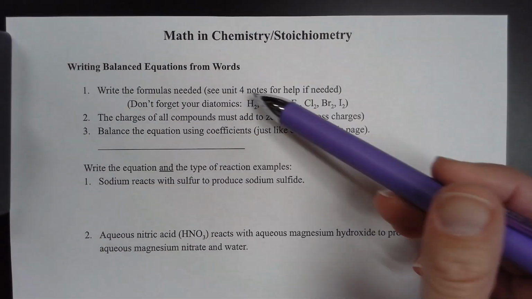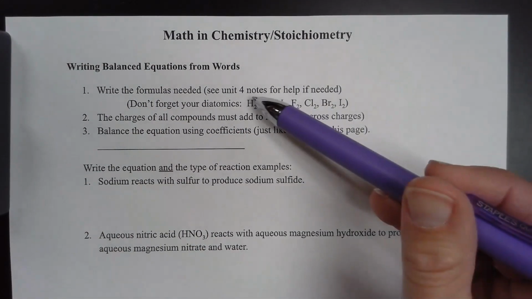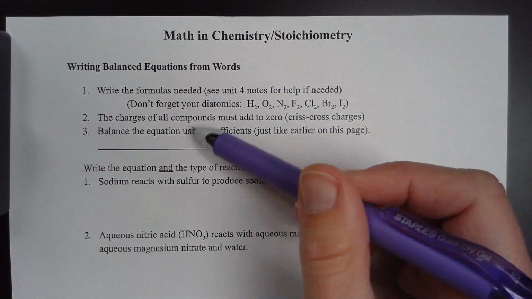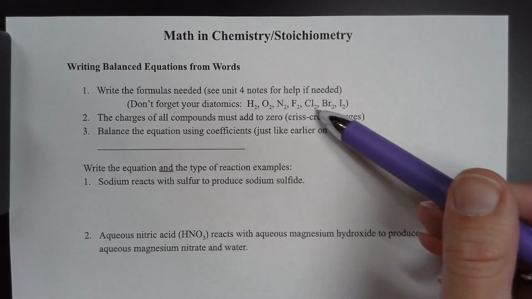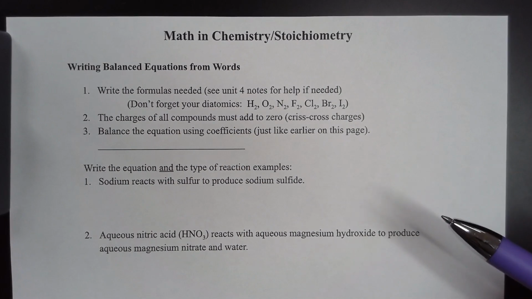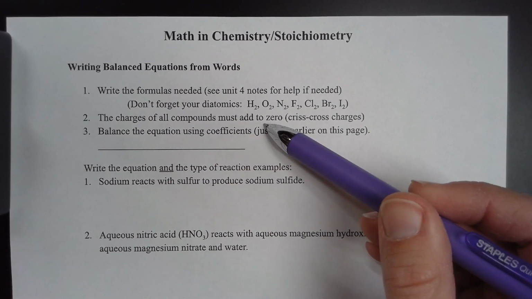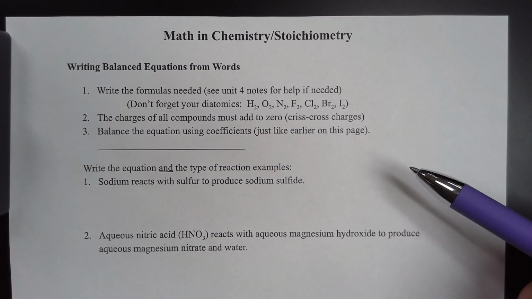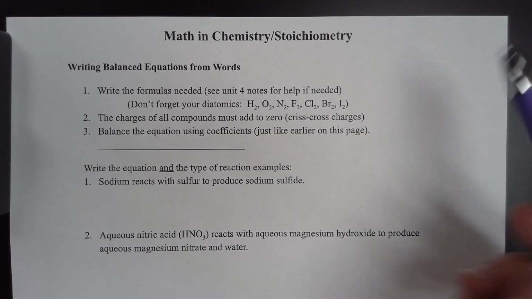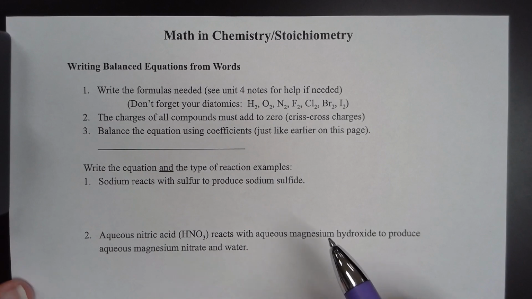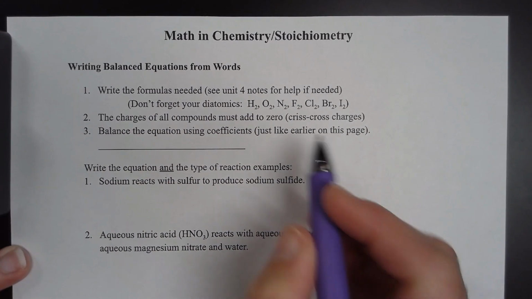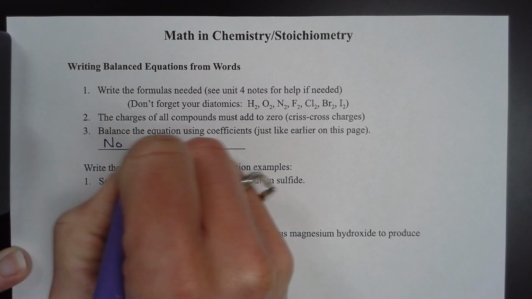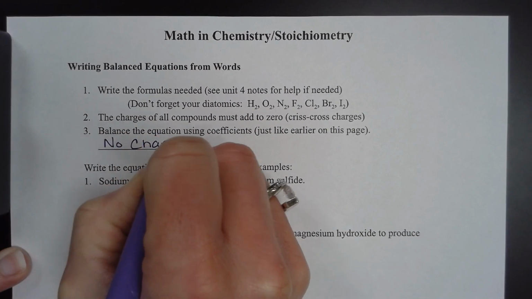You're going to write the formulas as needed. Remember, see Unit 4 notes. I don't know if it was Unit 4 this year, but see those notes to help if needed. Don't forget your diatomics. I listed them out here. You need to know them. The charges of all compounds must add up to 0, so if it's ionic or has a polyatomic, make sure you crisscross your charges. And then your final step is balance the equation using the coefficients, just like earlier on this page, on the previous page. So remember, there's no changing subscripts.